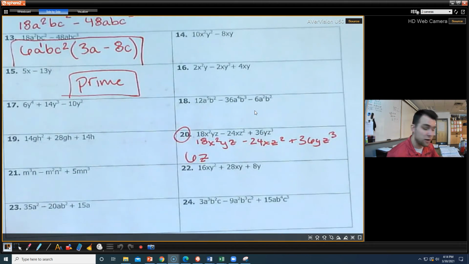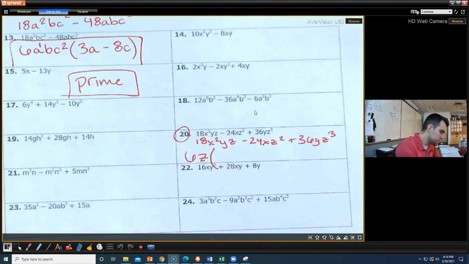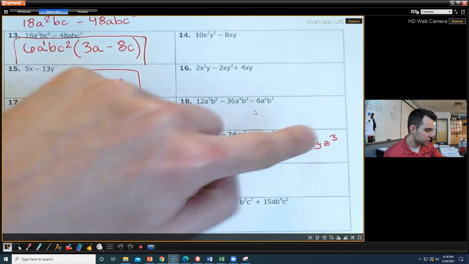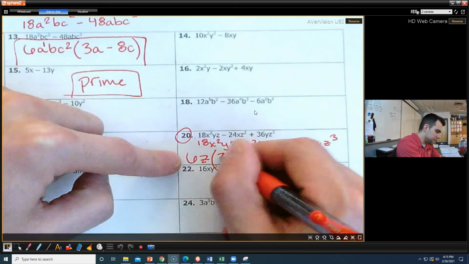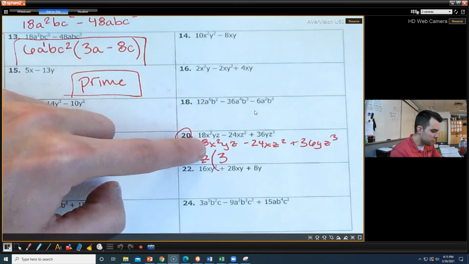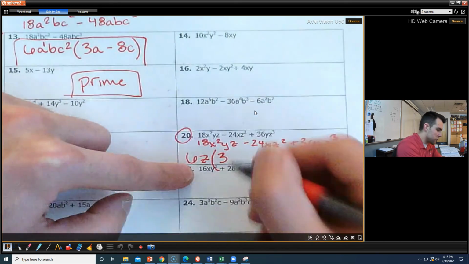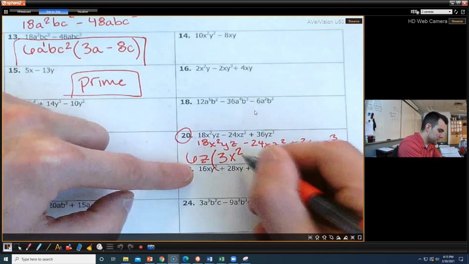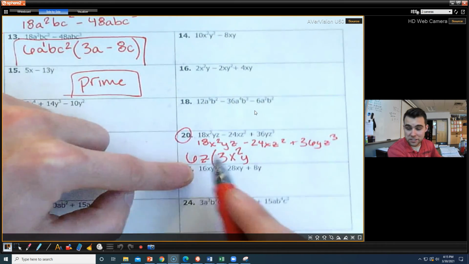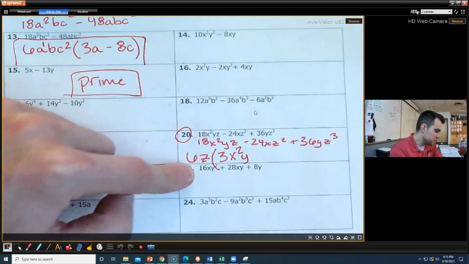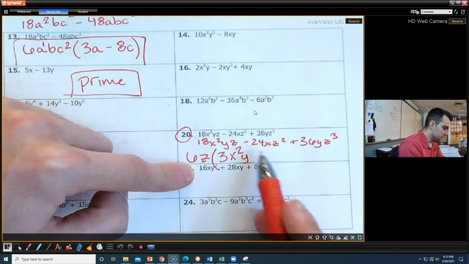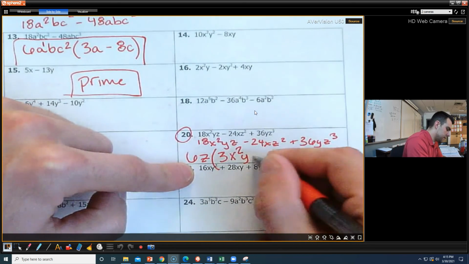Okay, and now let's see what we have left over. So I'm going to divide each of these terms by my 6z. 18 divided by 6 is 3. X squared yz divided by z, well, the x squared y is just going to stay. But z divided by z just turns into 1, so it gets canceled out. So now we can move on to the next term. Negative 24 divided by 6 is negative 4.